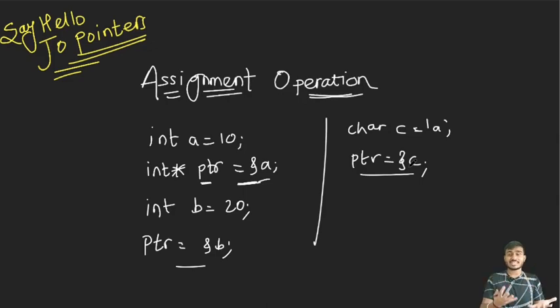See, c is a character type variable with initial value small a, and ptr is of type int star. So we are trying to store the address of a character type variable into a pointer of int star type. When we say a pointer is of int star type, it means it is made to point to an integer data type variable. But here we are trying to assign an address of a character variable. Let's see if it is possible. Let's quickly go to VS Code and see it in action.